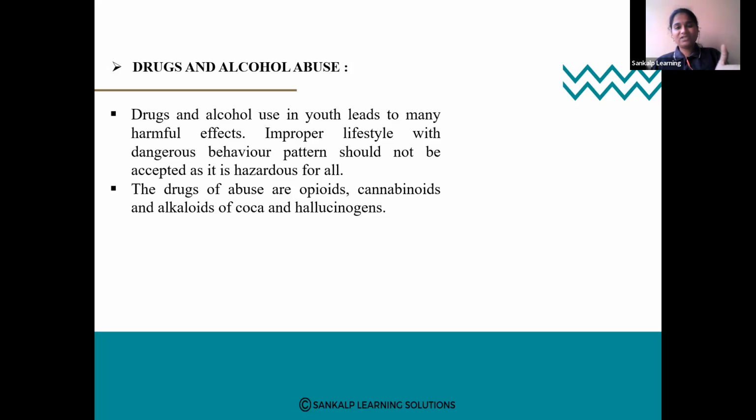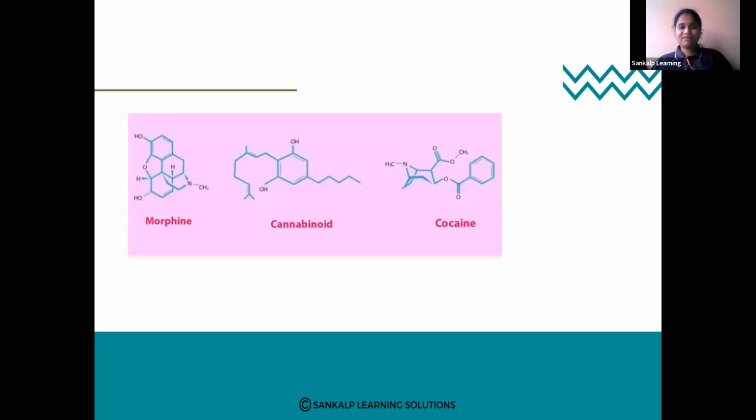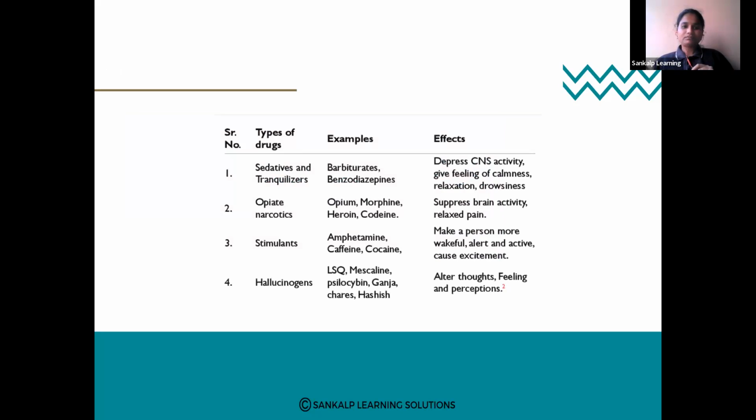So the drugs have these chemicals in them. Let us see what those are. Morphine, cannabinoid, and cocaine are the three basic types of drugs.